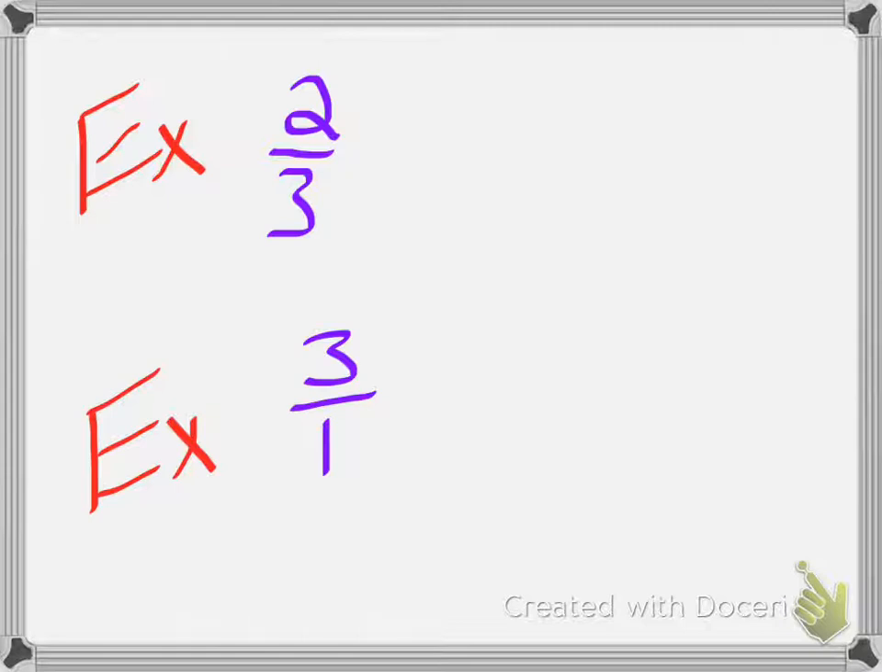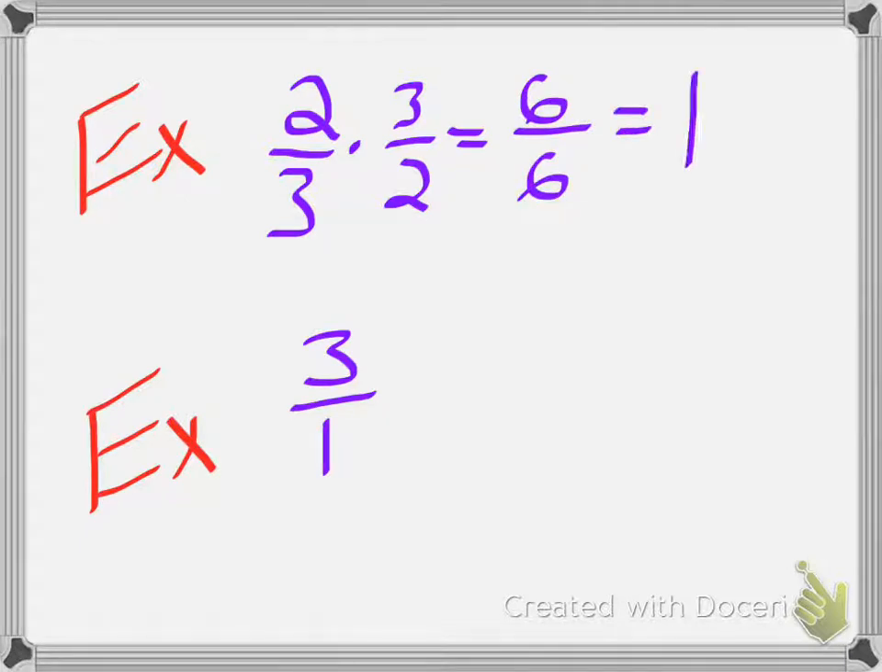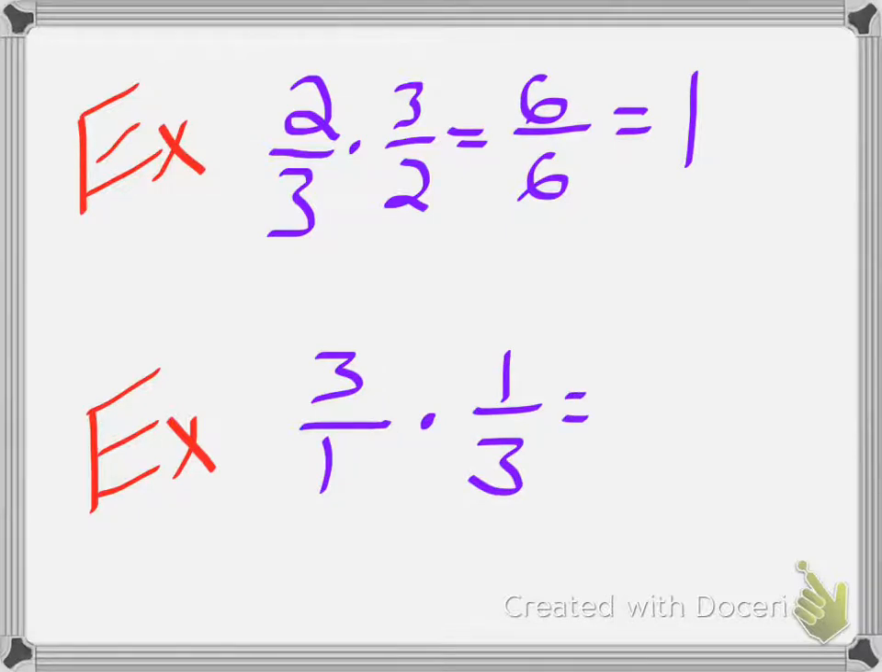Here's another example. 2/3. Its reciprocal would be 3/2. When you multiply them together, top times top, bottom times bottom, you get 6/6, which is 1. Now 3, most of the time you'll see 3 like this. To figure out its reciprocal, you put it over 1, turn it upside down, and you get its reciprocal, 1/3. 3 times 1 is 3, 1 times 3 is 3, so you get 1. Y'all should know that by now though.